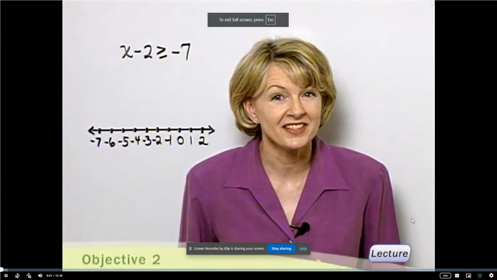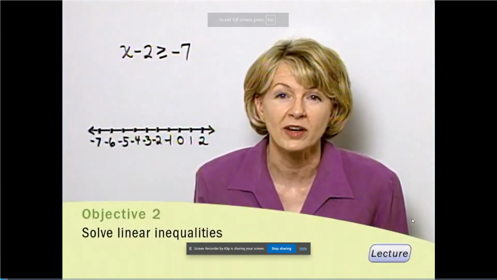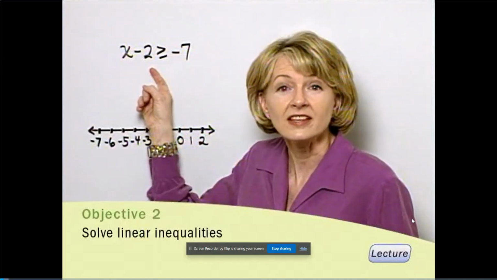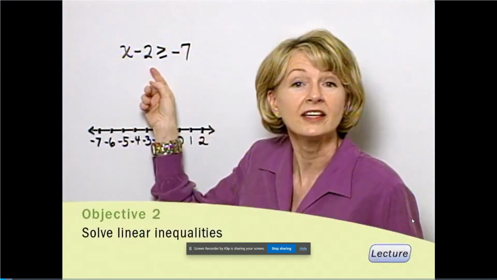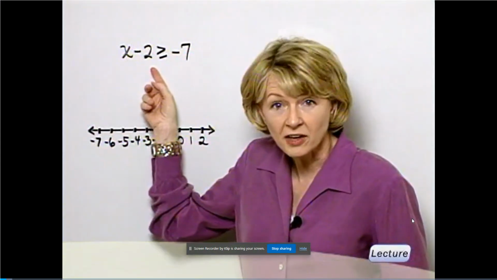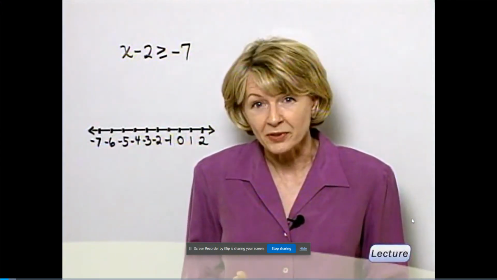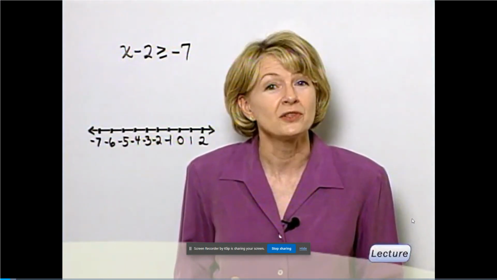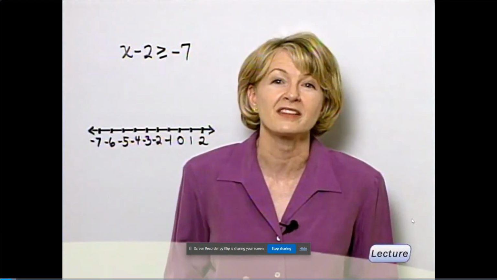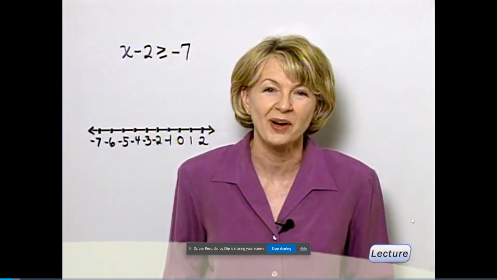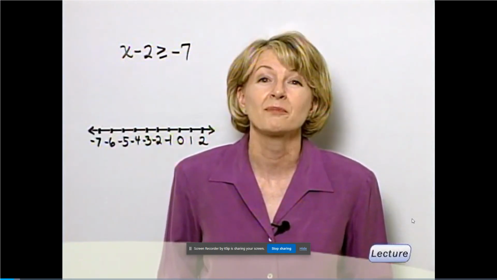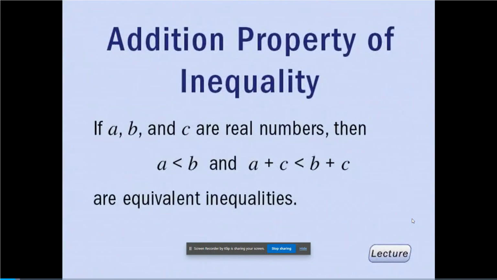Keep in mind our definition of linear inequality in one variable, and notice this is a linear inequality in one variable. I'd like to solve this linear inequality for x. We need properties of inequality to solve, just as we had properties of equality to solve a linear equation. Let's look at our first property. We'll call this property the addition property of inequality, and it will remind you of the addition property of equality.